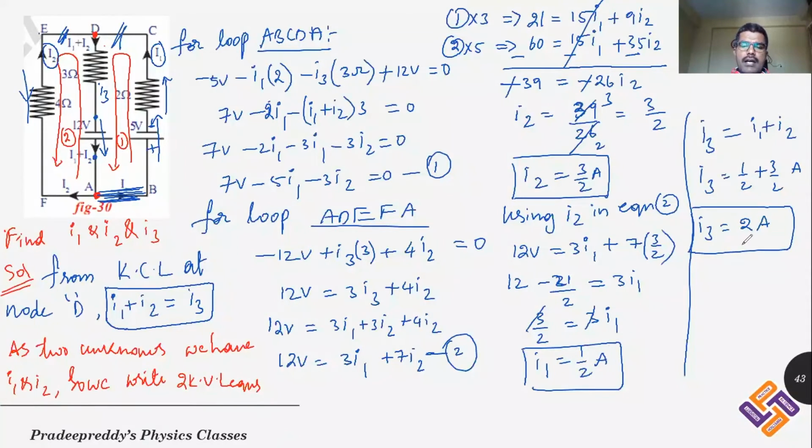So these are the currents passing through three resistors R1, R2 and R3. I1 value we have got as 1 by 2 ampere. I2, 3 by 2 ampere. I3, 2 ampere. If you add I1 and I2, you should get the same value. Remember that. This is the way, if the values of R1, R2, R3 and voltages are given, you can find out currents in the circuit. So once currents are known, you can find out potential difference across each resistor also.